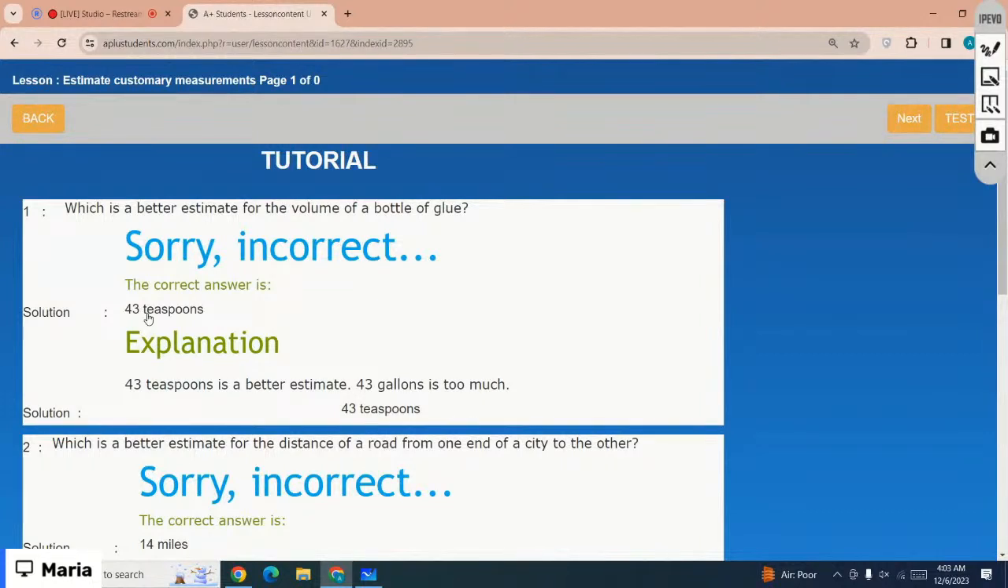So you are given two of the options, right? Basically, they have different units. You need to understand which one is better, right? The question is which is better estimate for the volume of a bottle of glue, right? You are given two options, 43 teaspoons or 43 gallons. When you talk about the bottle of glue, that is very small, right? That means the correct option is 43 teaspoons. Gallons isn't the correct option.